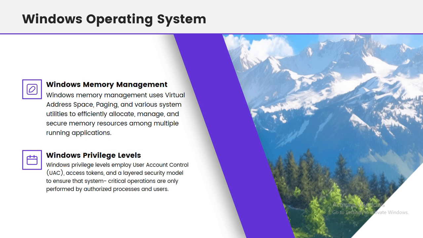Next one is Windows privilege levels. Windows privilege levels employ user account control, that is known as UAC, access tokens, and a layered security model to ensure that system critical operations are only performed by authorized processes and users.